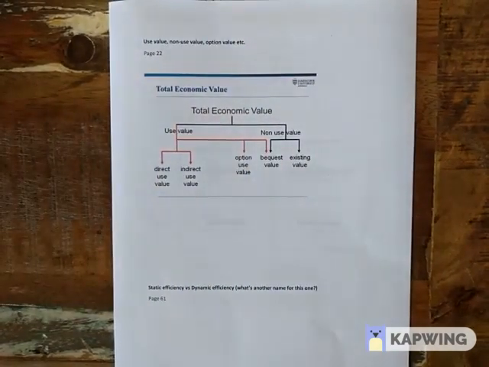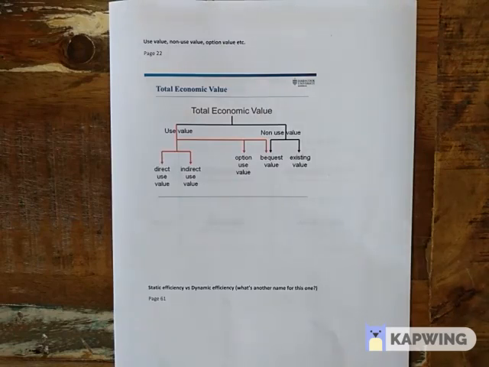What's next? Okay. Use value, non-use value, etc. You can find information on this in your text on page 22. Otherwise, here's a nice little decision tree or flowchart from lecture 1, I believe it is. So make sure you understand the types of values.